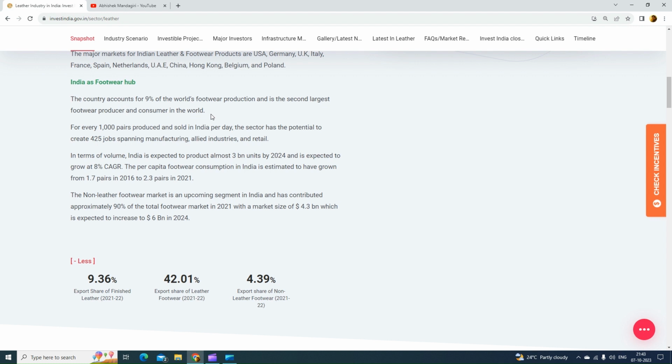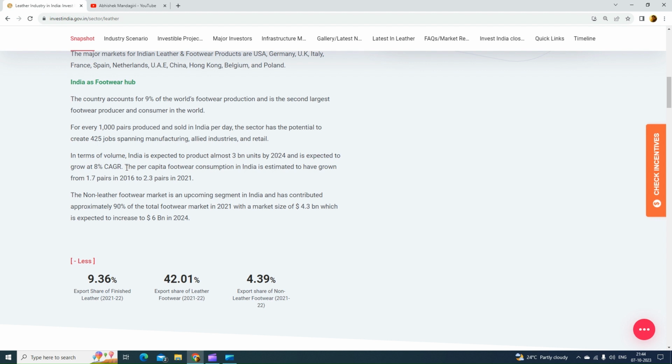And it says that this sector has very good employment opportunity, because for every 1,000 pairs produced and sold in India per day, the sector has the potential to create 425 jobs spanning manufacturing, allied industries, and retail industries. So you can see how many jobs can be created through the sale of 1,000 pairs a day. Okay, they are talking about a day: if the industry is able to sell 1,000 pairs in a day, they can give jobs to 425 people. So this is what the industry is. And in terms of volume, India is expected to produce almost 3 billion units by 2024, and is expected to grow at an 8% CAGR.